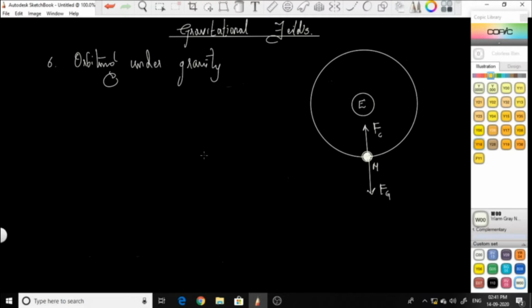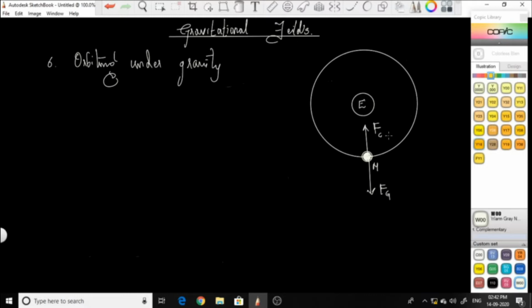when celestial bodies orbit under gravity. Let's take our example of the Earth and the Moon. We know that the Moon is orbiting the Earth because of the gravitational field of the Earth. There are actually two forces here. The first force is the one for which the Moon is orbiting around the Earth, and there is another force which balances it. That is known as centripetal force.